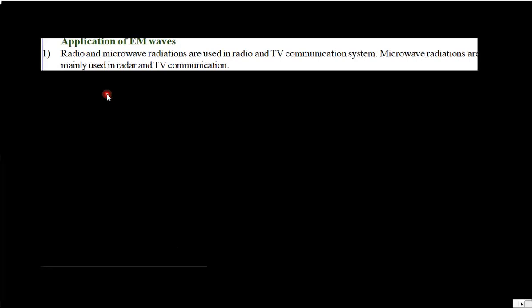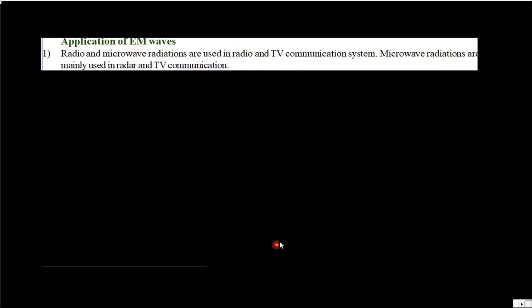Next one, applications of electromagnetic waves. First one, radio and microwave radiations are used in radio and TV communication systems. Microwave radiations are mainly used in radar and TV communication. This is the first use.